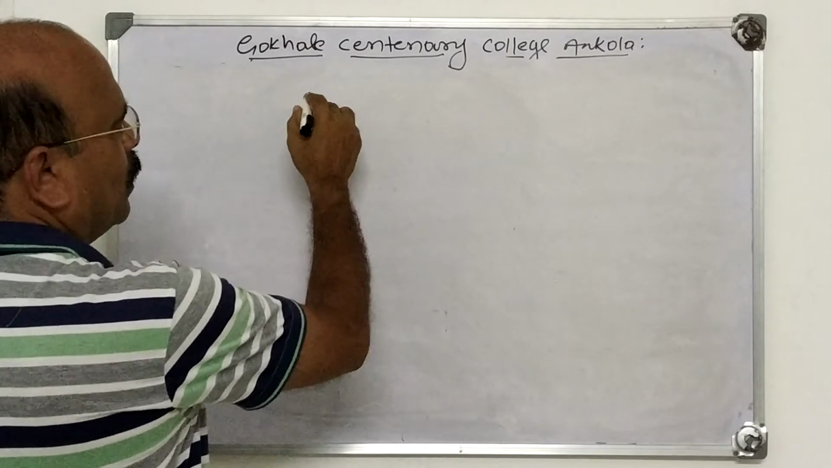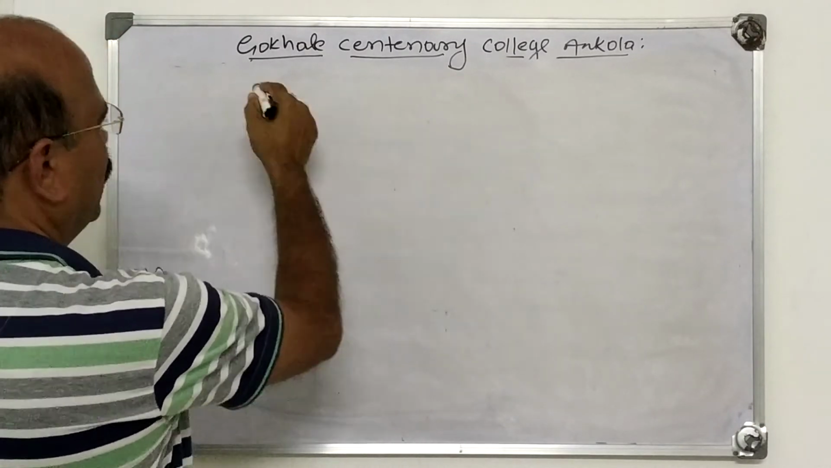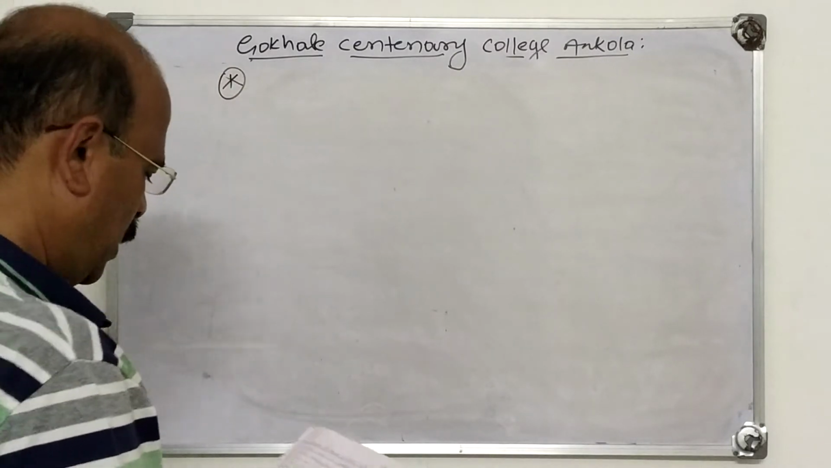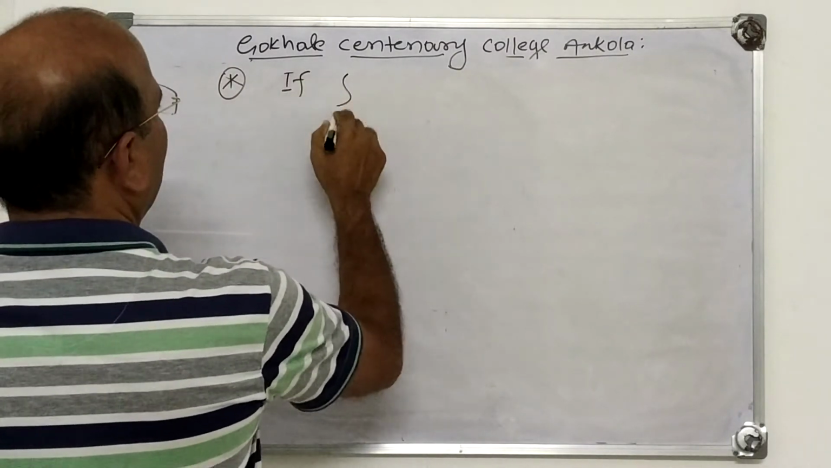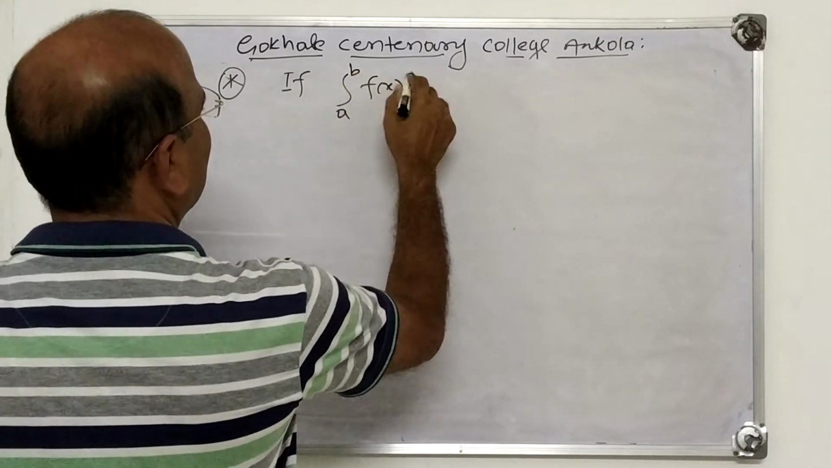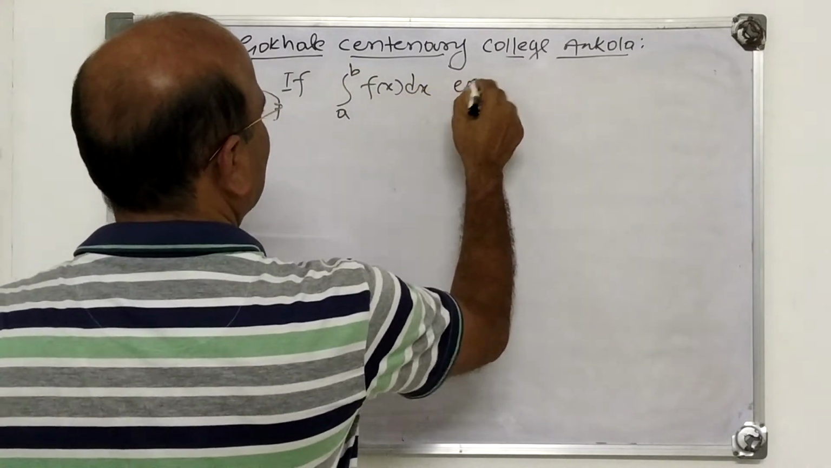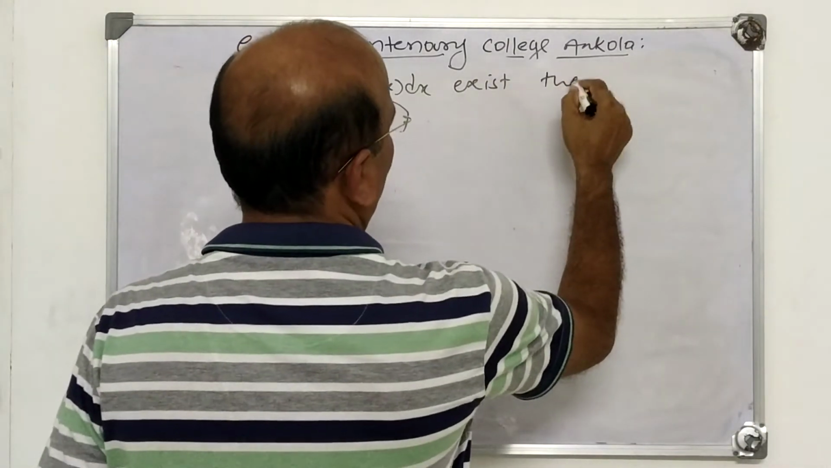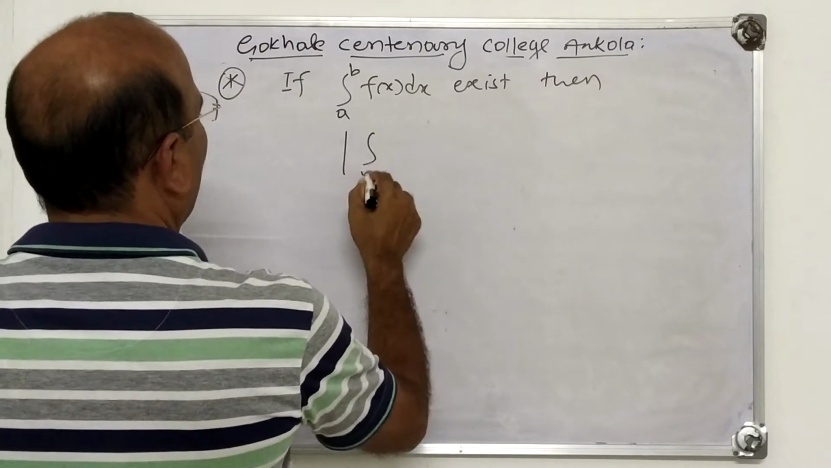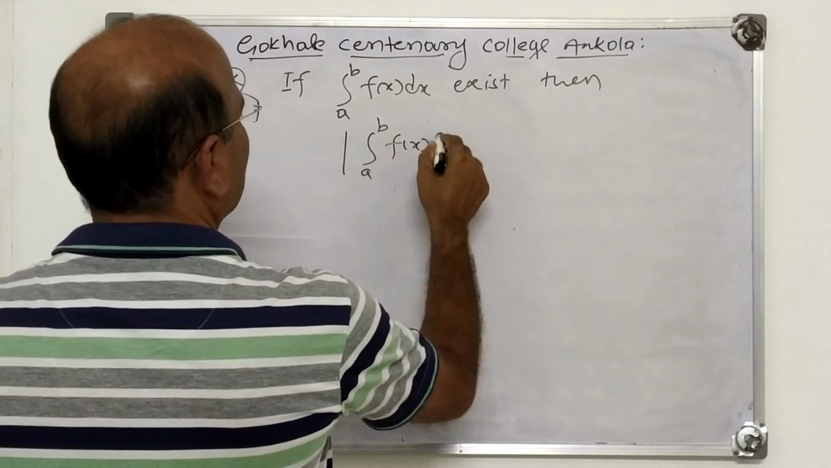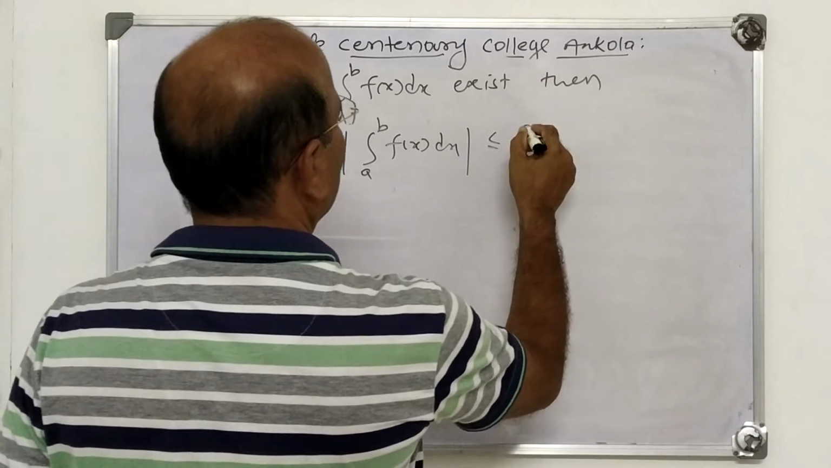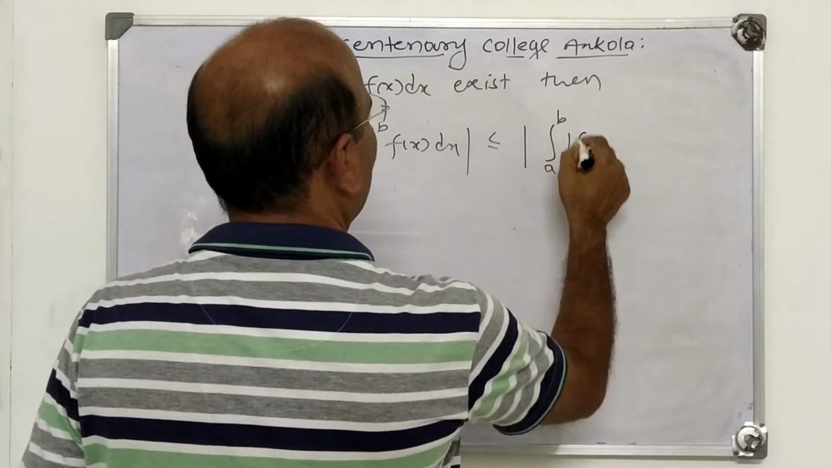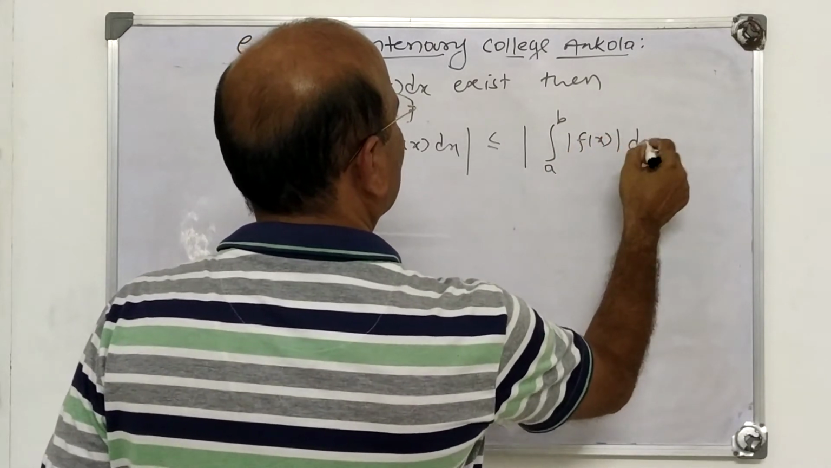Last, what you call a corollary. It states like this: if integral a to b f(x) dx exists, then mod of integral a to b f(x) dx is less than or equal to integral a to b mod f(x) dx.